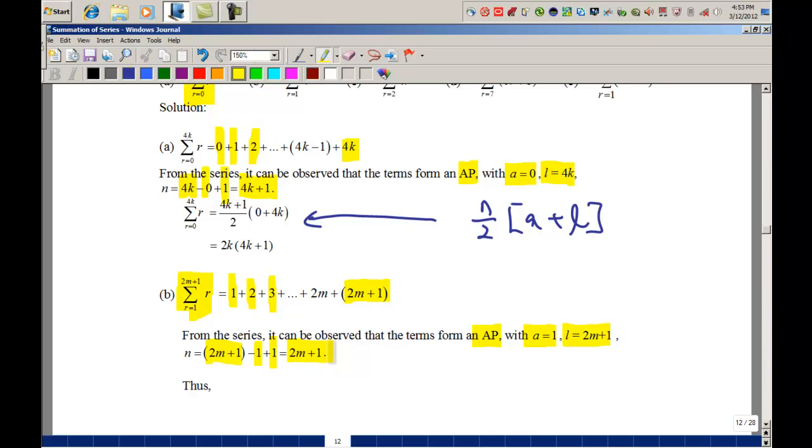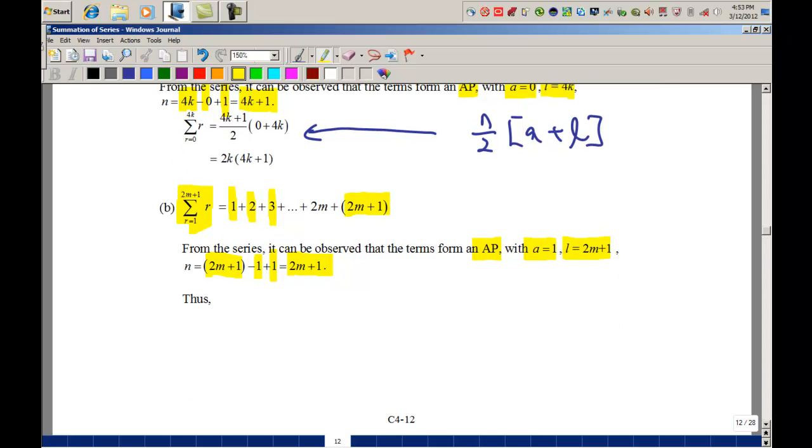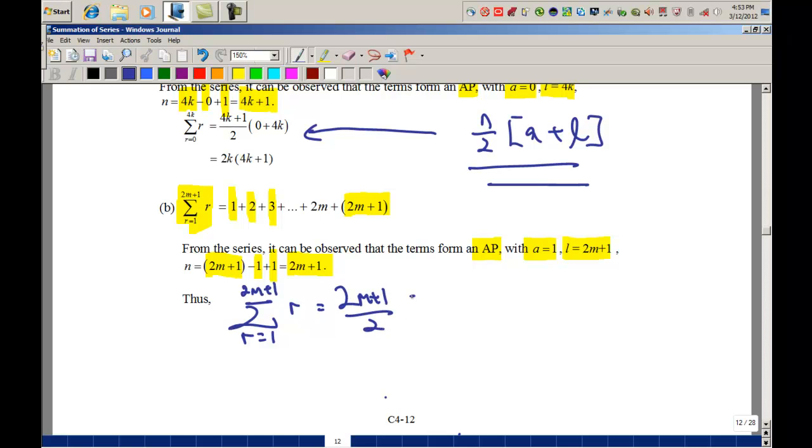So that means the sum can be written like this. Okay, try this on your own. You don't have to wait for me to give you the answer. The sum of r from 1 to 2n plus 1. So the formula is again this one. Number of terms, 2n plus 1, over 2. First term, 1. Last term, 2n plus 1.